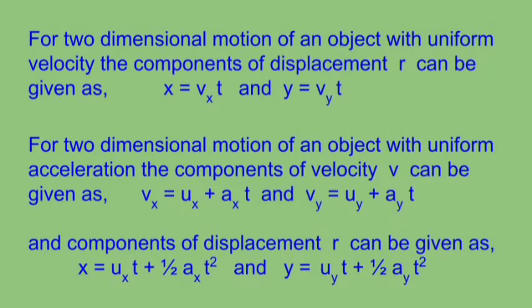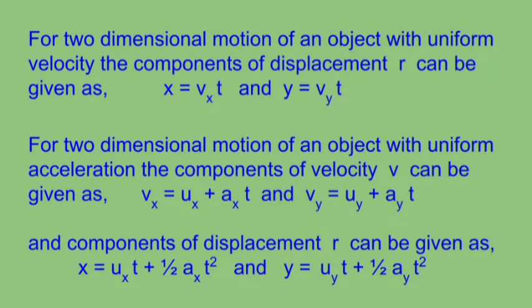Two-dimensional motion of an object in a plane with uniform acceleration, that is, with variable velocity, is also a combination of two one-dimensional uniformly accelerated motions along perpendicular directions. Therefore, the components Vx and Vy of velocity v can be expressed as Vx = ux + ax × t and Vy = uy + ay × t.